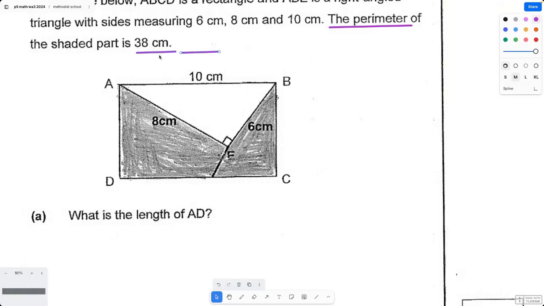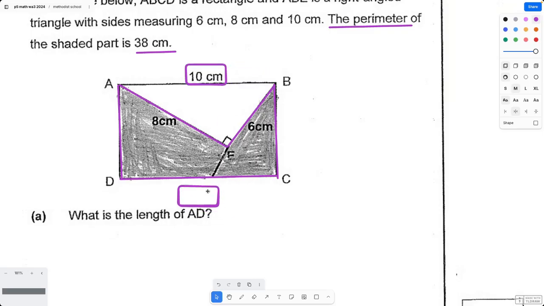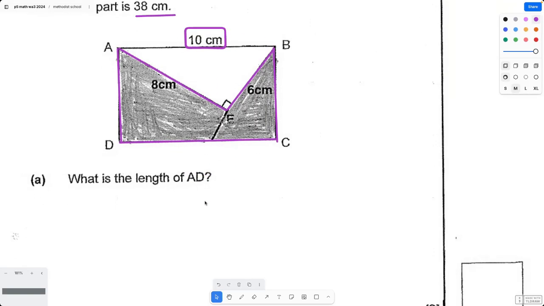So what is the parameter of the shaded part? This part. So we have one part over here, and then this also comprises this part, and then this part as well, and then this part as well. Okay, so next thing is we also know that this 10 centimeters over here is also the same as 10 centimeters over here. So AB is equal to DC, which means DC is also 10 centimeters. Okay, so I'm going to write down here 10 centimeters.